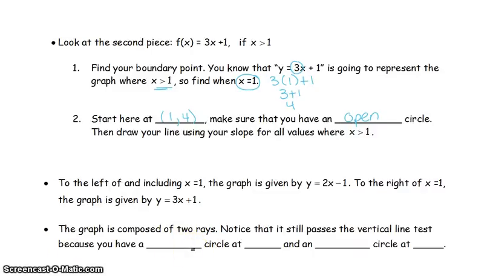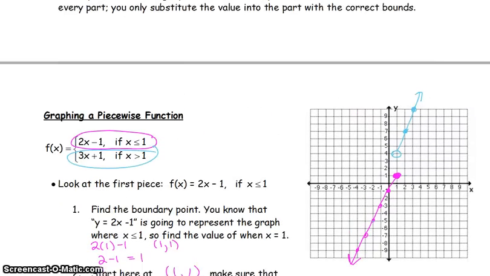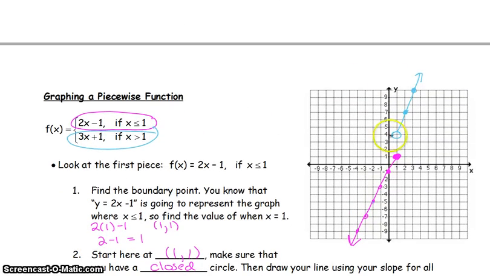Notice that it still passes the vertical line test because you have a closed circle at (1, 1) and an open circle at (1, 4). So it kind of is deceiving because you may think, oh, it's going to fail the vertical line test because it's one line, but when you go to draw your line right here, it's not including that point. So when you draw the line, it's not actually going through that twice. It's only going to hit one time. The open circle means that point's not really there.